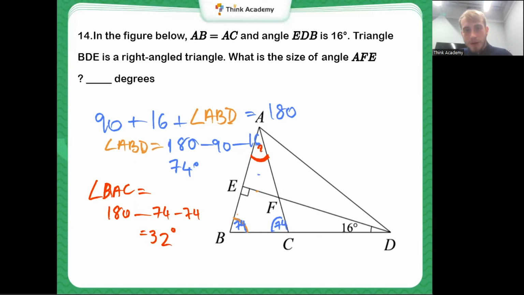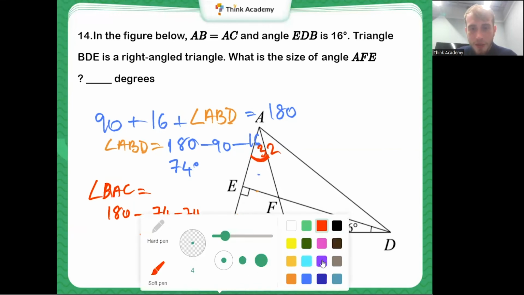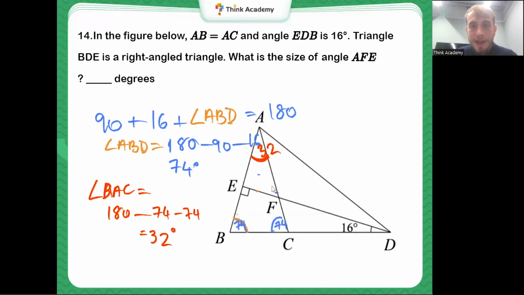And now let's mark that. We're running out of space, but the angle that they wanted to find was AFE. So that's AFE, this one. Well, now we've got one of the angles. We know this one's a right angle, so we can find the missing one. So AFE equals 180 minus 32 minus 90. And 32 plus 90 is 122. So your missing angle is 58 degrees there.